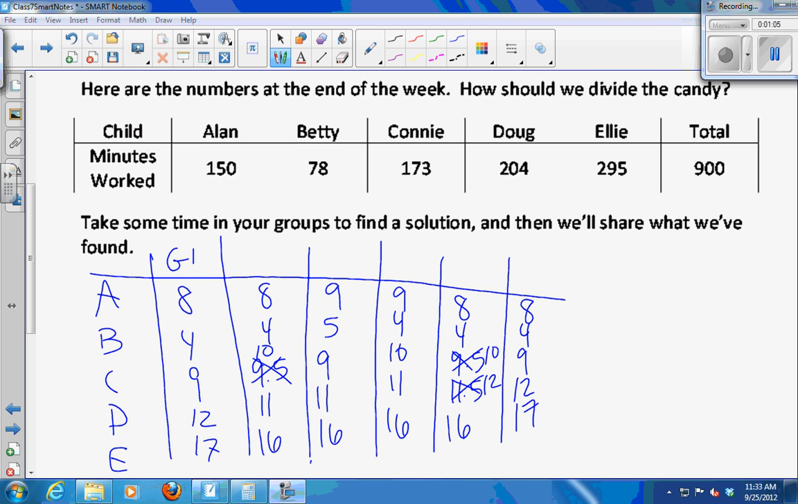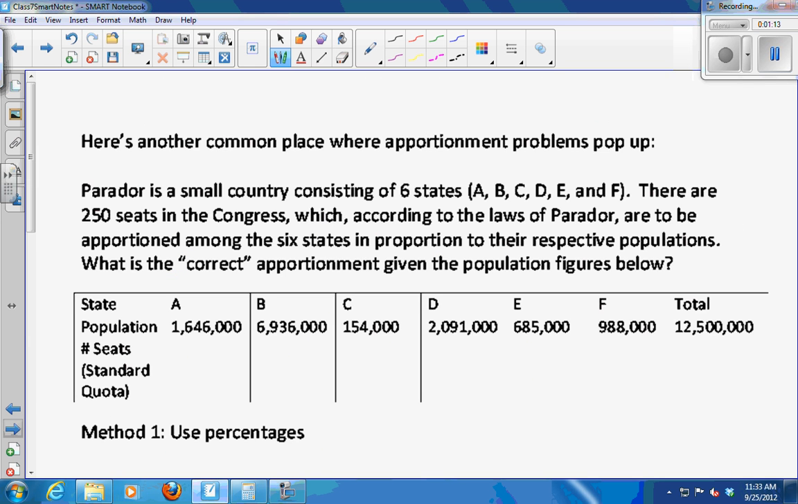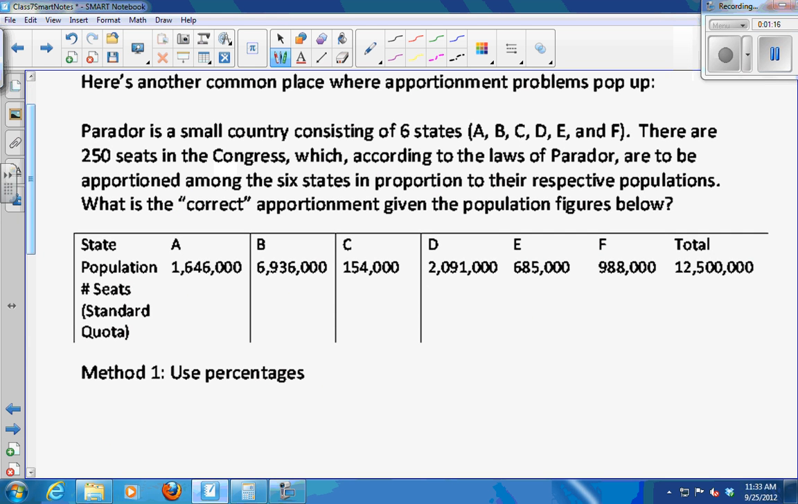Okay, so we have a lot of different answers, and this question is really important when the thing we're divvying up is valuable. So a common place where we see apportionment happens is in politics, in representative governments. Okay, so let's say we have Parador, which is a small country. It has 6 states, A, B, C, D, E, and F. There are 250 seats in Congress, which, according to the laws of Parador, we are supposed to apportion in proportion to their populations. So larger population, more representatives, smaller population, fewer representatives.